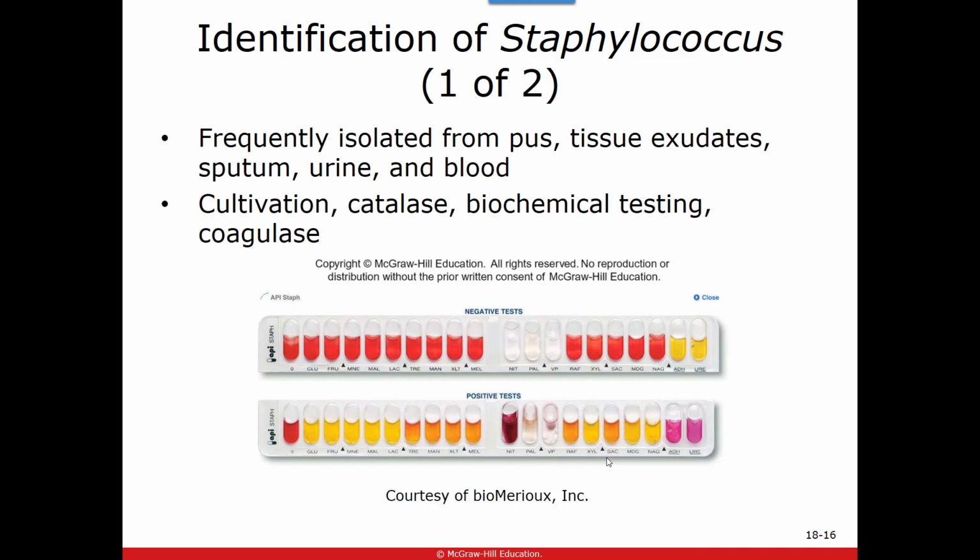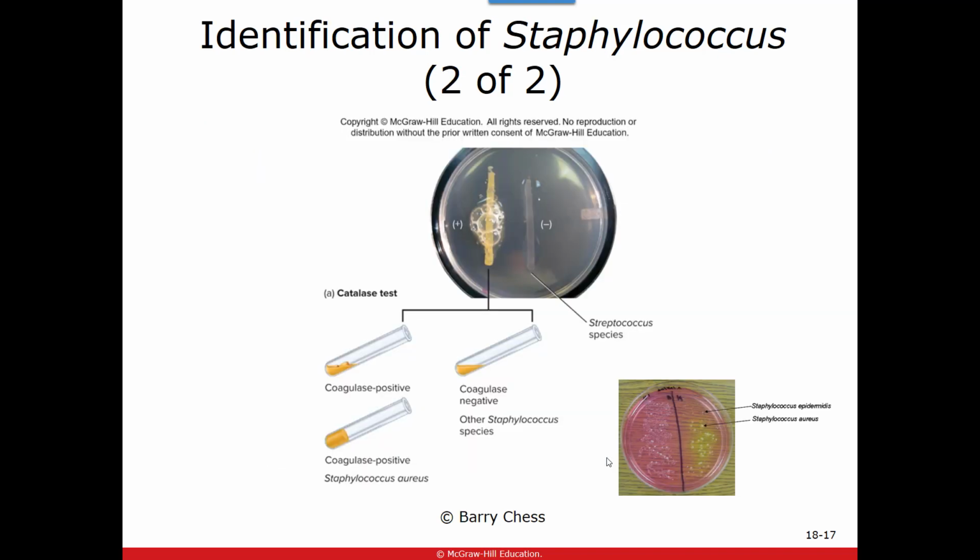So all staph bacteria make an enzyme called catalase. It's an enzyme that breaks apart hydrogen peroxide, which is a toxic form of oxygen. When it breaks apart hydrogen peroxide, it releases hydrogen gas as well as oxygen gas, which means you're going to see it as bubbles.